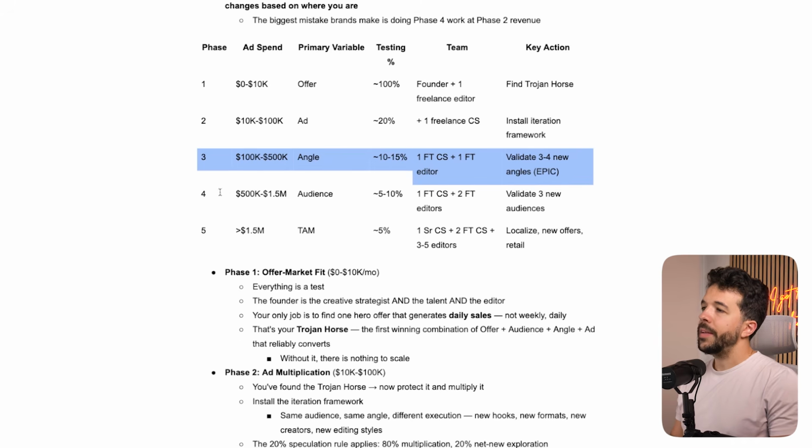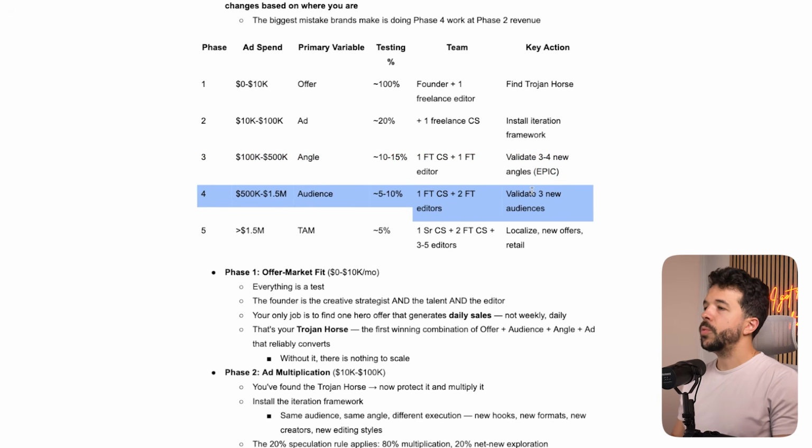Then phase number 4 is where you want to go from 500 to 1.5 million in ad spend, and this is where you focus on the audience. So the testing budget percentage here is 5 to 10%. At this point, you usually have 1 full-time creative strategist and 2 full-time video editors, and the goal here is validating 3 new audiences.